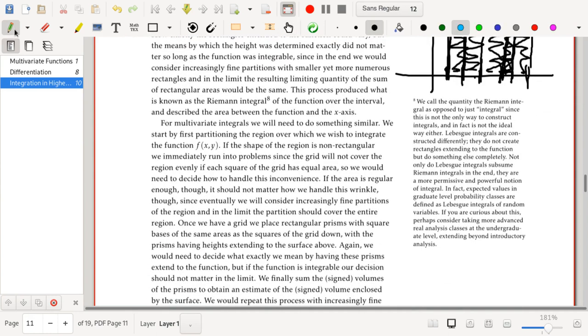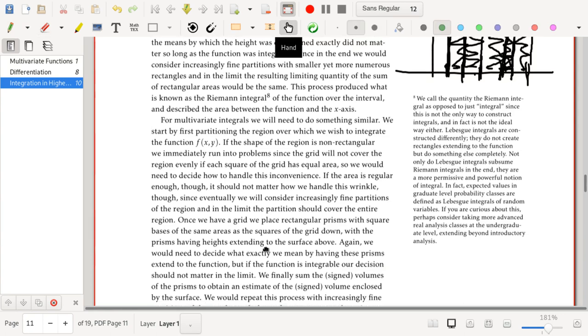For what it's worth, this approach to constructing integrals is not the only approach that can be taken. If you use a different approach, you end up with a different type of integral, one of which is the Lebesgue integral, which not only includes all of the results from Riemann integrals, it nicely expands them. And in fact, Lebesgue integrals are the integrals that you learn about if you were to take a more advanced probability class, a graduate level probability course. But I'm not really going to mention any more about that. Riemann integrals are fine for now.